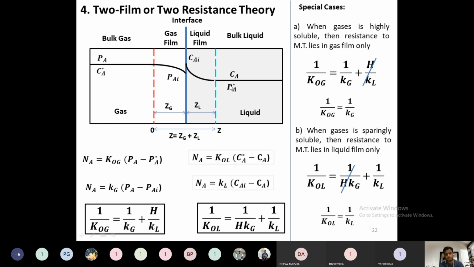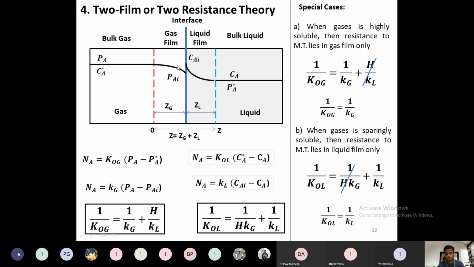Similarly, in the bulk of the liquid phase, we can define the relationship between PA star and Ca. Henry's law says that PA star is equal to H into Ca, whereas here PA is equal to H into Ca star. These are the Henry's law relations defined for dilute solutions of gases in the liquid. For dilute solutions only, Henry's law is applicable.